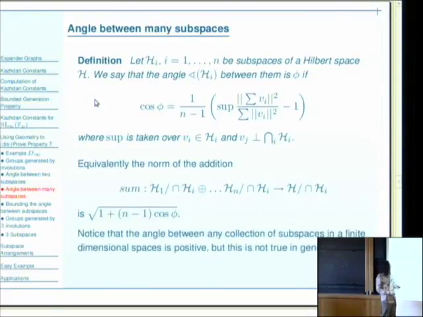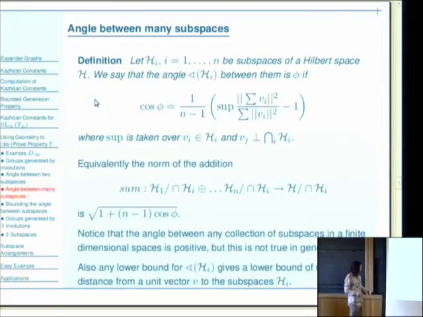Okay, so an equivalent way to think about this angle is the following. This is exactly what I need. If I have a bound for the angle, this is equivalent to saying that if I have a point which is close to all subspaces, it has to be close to the intersection. You just play a little bit with inequalities and some very easy linear algebra.